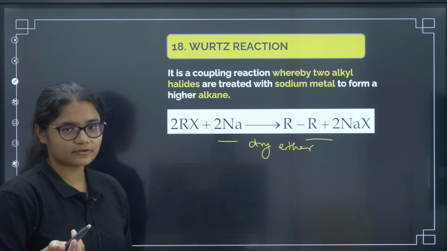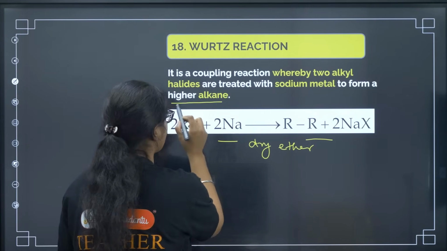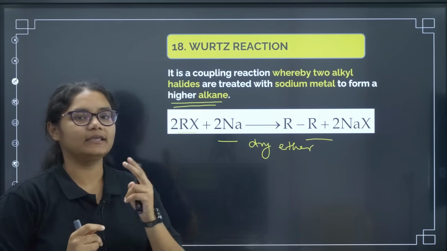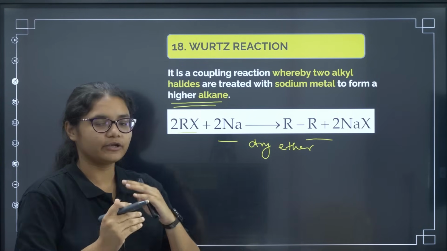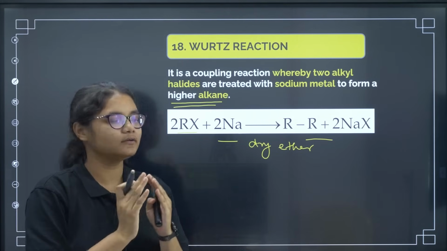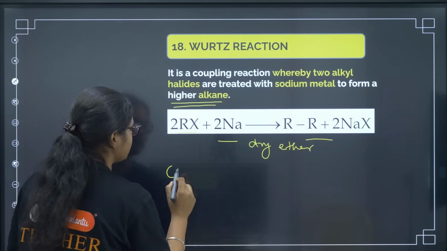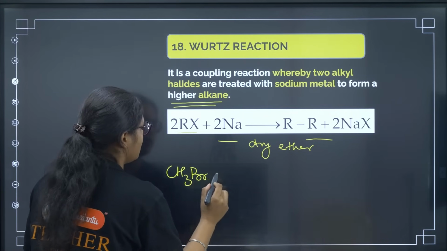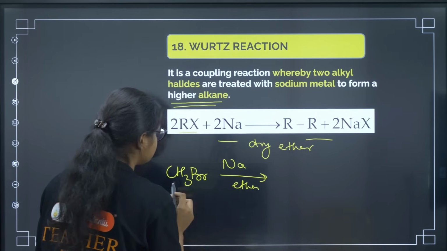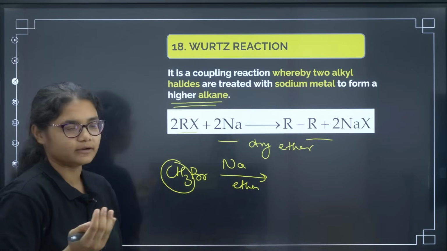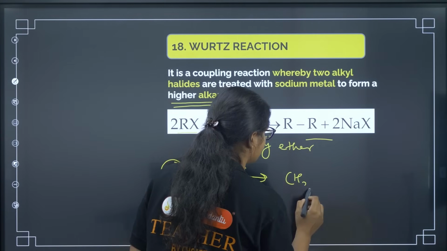Okay, so what is the use of this reaction? This is used to prepare higher alkanes. Suppose you have taken ethane and you want to make it butane, then you can use this Wurtz reaction. So it always gives you a carbon chain longer than the initial reactant. For example, you have CH3Br and you treated it with Na, ether. So this R part will get doubled, and we will get CH3CH3.